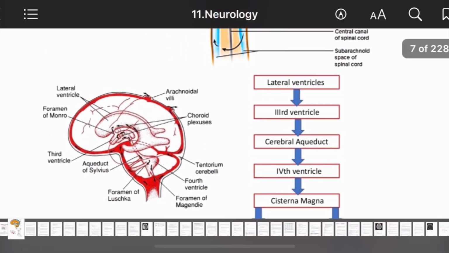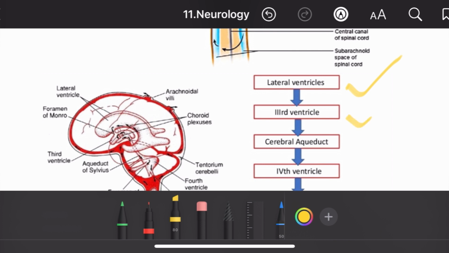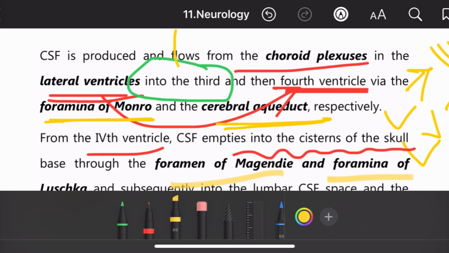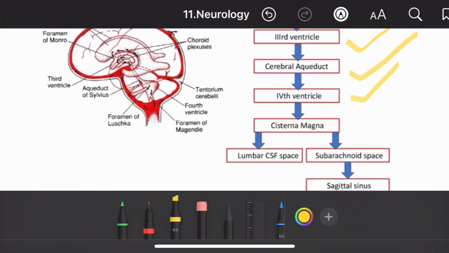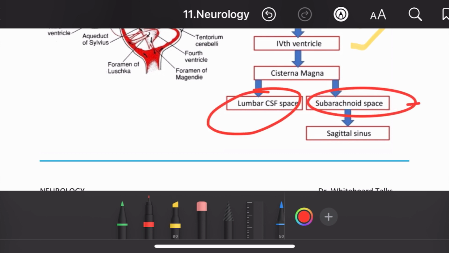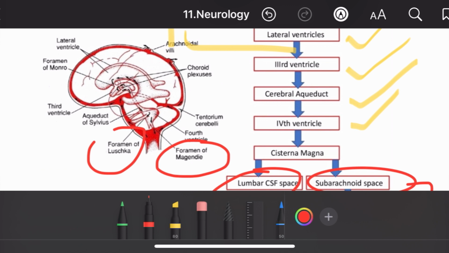Now, this is a flow chart where the lateral ventricles, through that to the third ventricle, to the cerebral aqueduct, then into the fourth ventricle. Here we have the foramen of Monro, and from there through the cerebral aqueduct it reaches the fourth ventricle, and from there the cisterna magna, which means they are coming to the cisterns. From the cisterns, it is reaching the lumbar CSF space as well as the subarachnoid space, and then from there it is reaching the sagittal sinus. This shows the foramen of Luschka and foramen of Magendie, which are the two areas through which they are transported later.